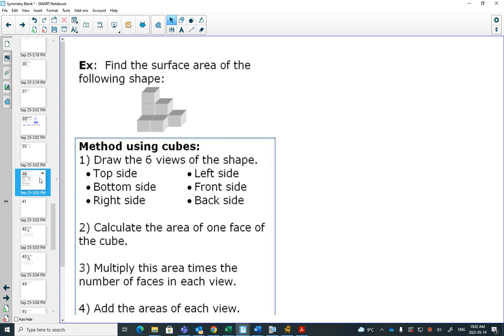So one of the things that we're going to do for each of these is to draw the 6 views. Every time you have a shape, you can see it from the front and from the back, the top and the bottom, the left side and the right side. Then you can count the squares in each of the views and add, and then you would have the total area.